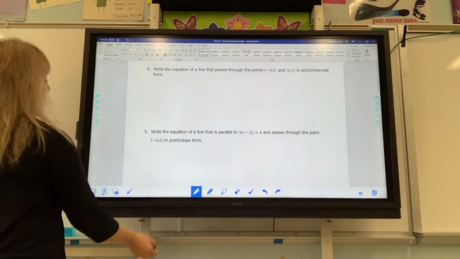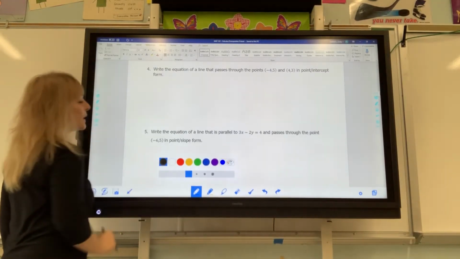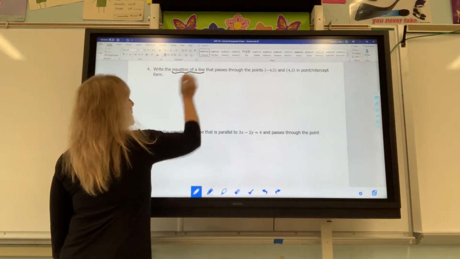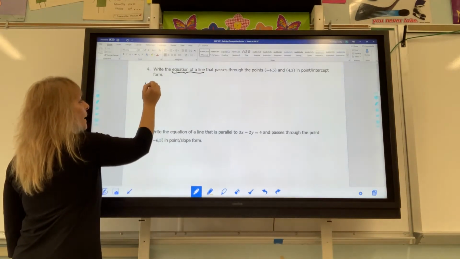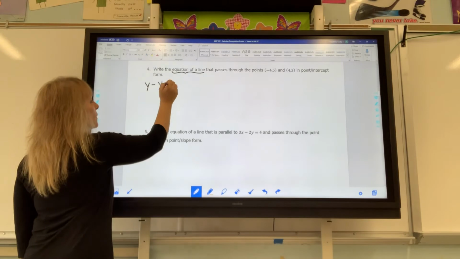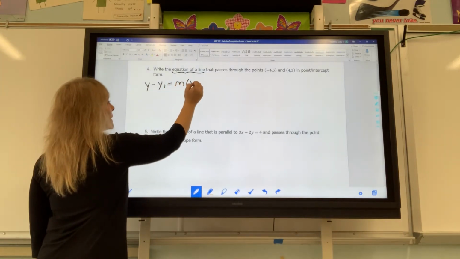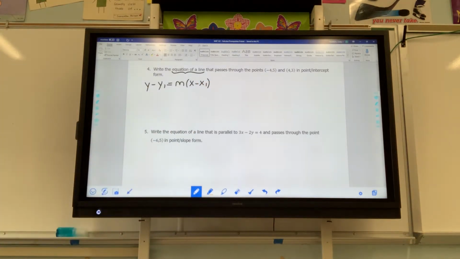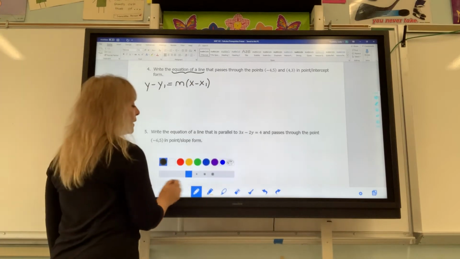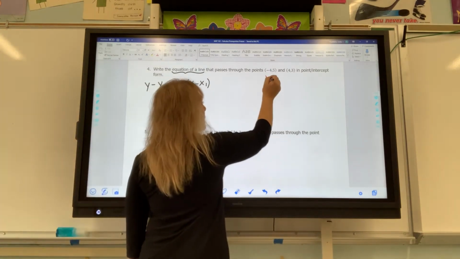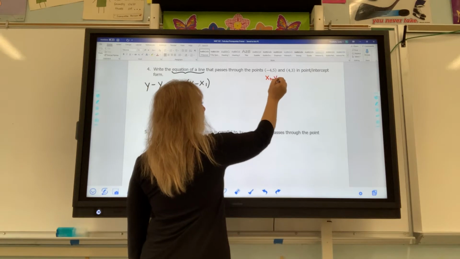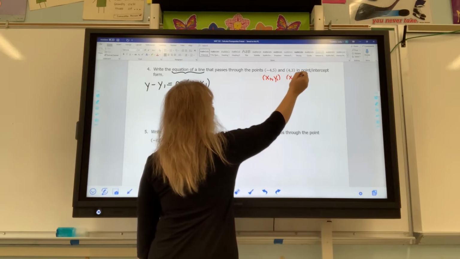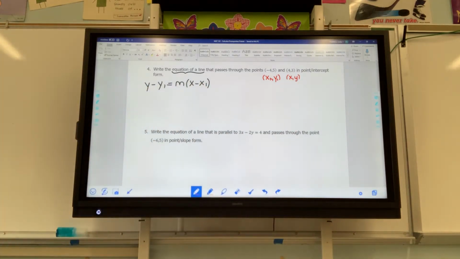Okay, so we are on page number 3, and page number 3 is actually asking for you to write the equation of a line. And normally when it tells me that, I start off with y minus y1 equals m parentheses x minus x1. And then it says that it passes through 2 specific points. So when I look at those 2 specific points, the first one I see, I consider the x1, y1. And the second one I see is just for me the xy.